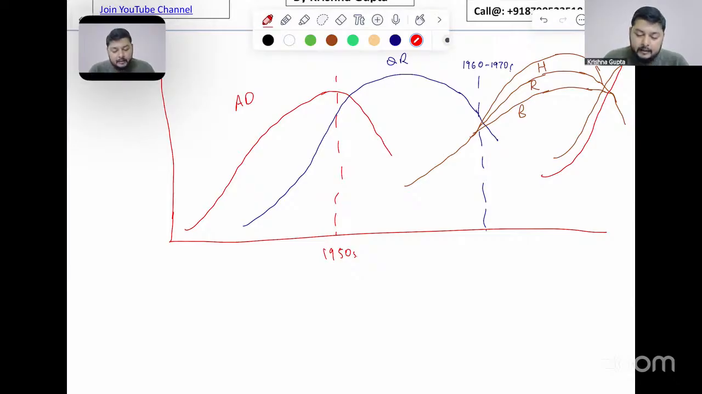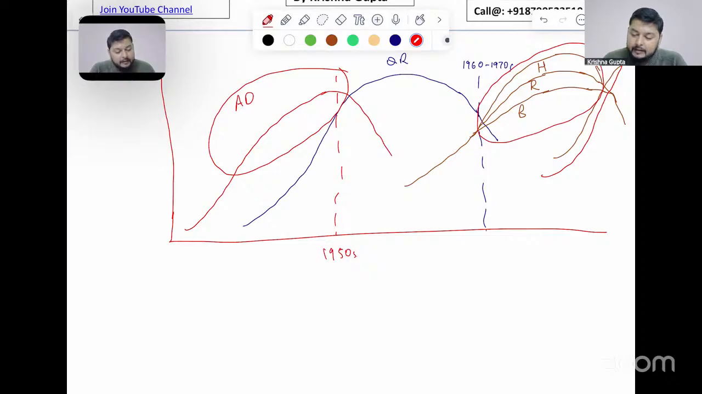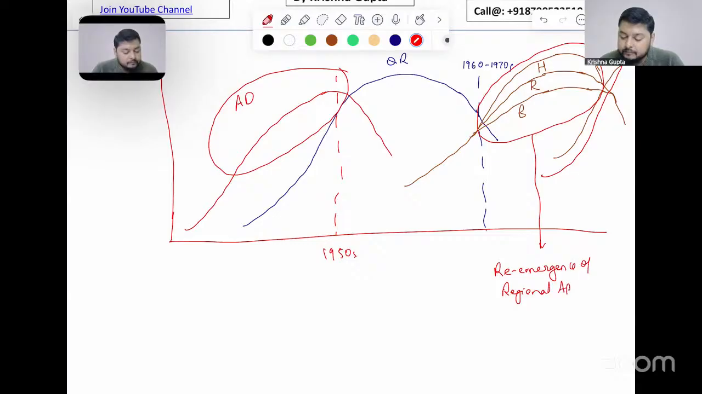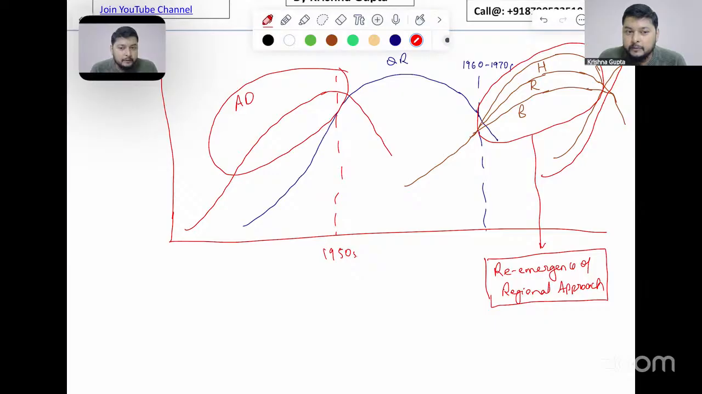So here we see that areal differentiation declined after the 1950s. But in humanist geography, radicalism and behavioral geography, there was a re-emergence of the regional approach. How? If I want to study the behavior of one person living in one region compared to another person living in another region, I have to study the regions of those particular subject matters.